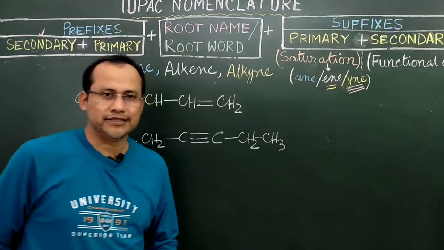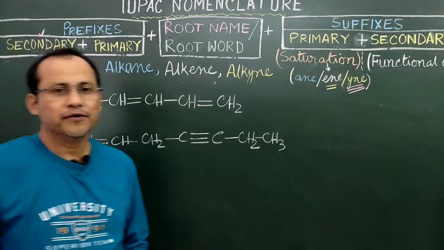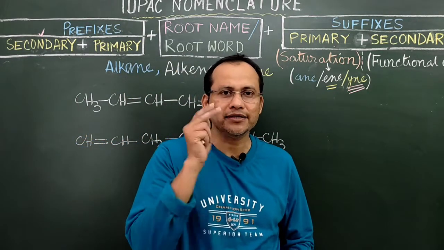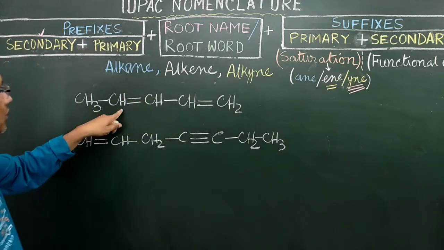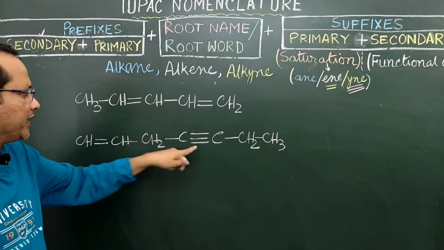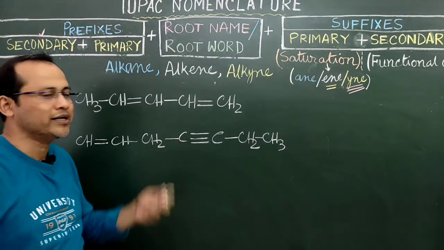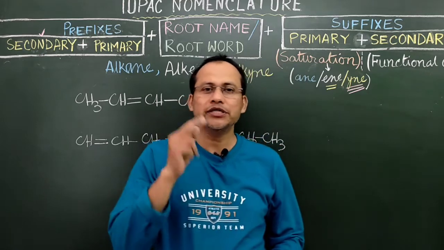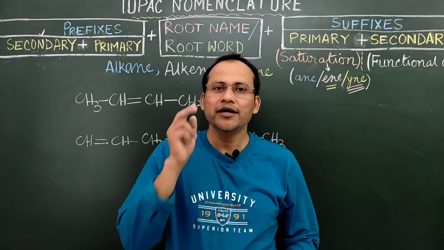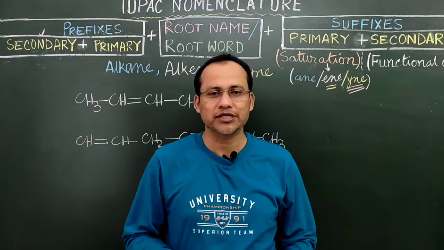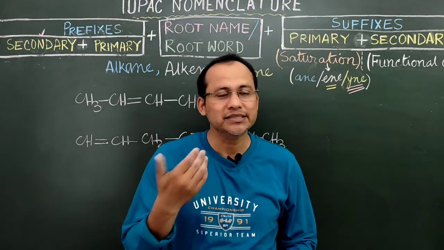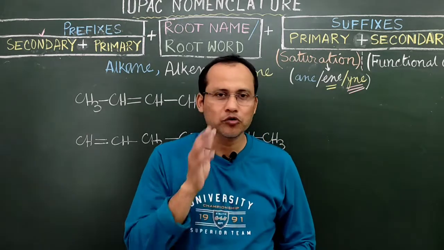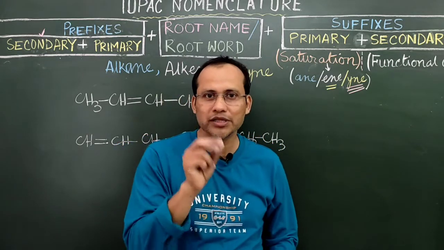Now look at this. These are the two examples where the compound contains double and triple bonds simultaneously. This compound contains 2 double bonds, and this one contains 1 double and 1 triple bond. So the basic thing is that one compound which is containing more than one unsaturated bond, or unsaturation. So what will be the naming system for that? Now for this, few conventions are there, few rules are there. So let me show the rules one by one.